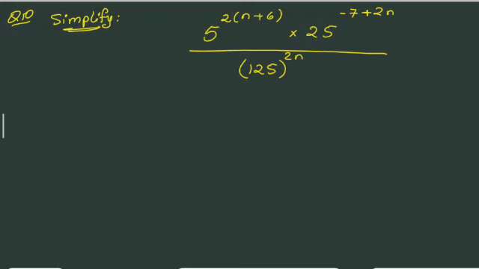So the question is: simplify (5^(2n+6) × 25^(-7+2n)) / 125^(2n). How many terms are there in the numerator? Only a single term. How many terms are there in the denominator? One term. There is no plus or minus sign between the factors, which means the entire expression is a single term. So you don't need to factorize if it is a single term. You just make the base the same.